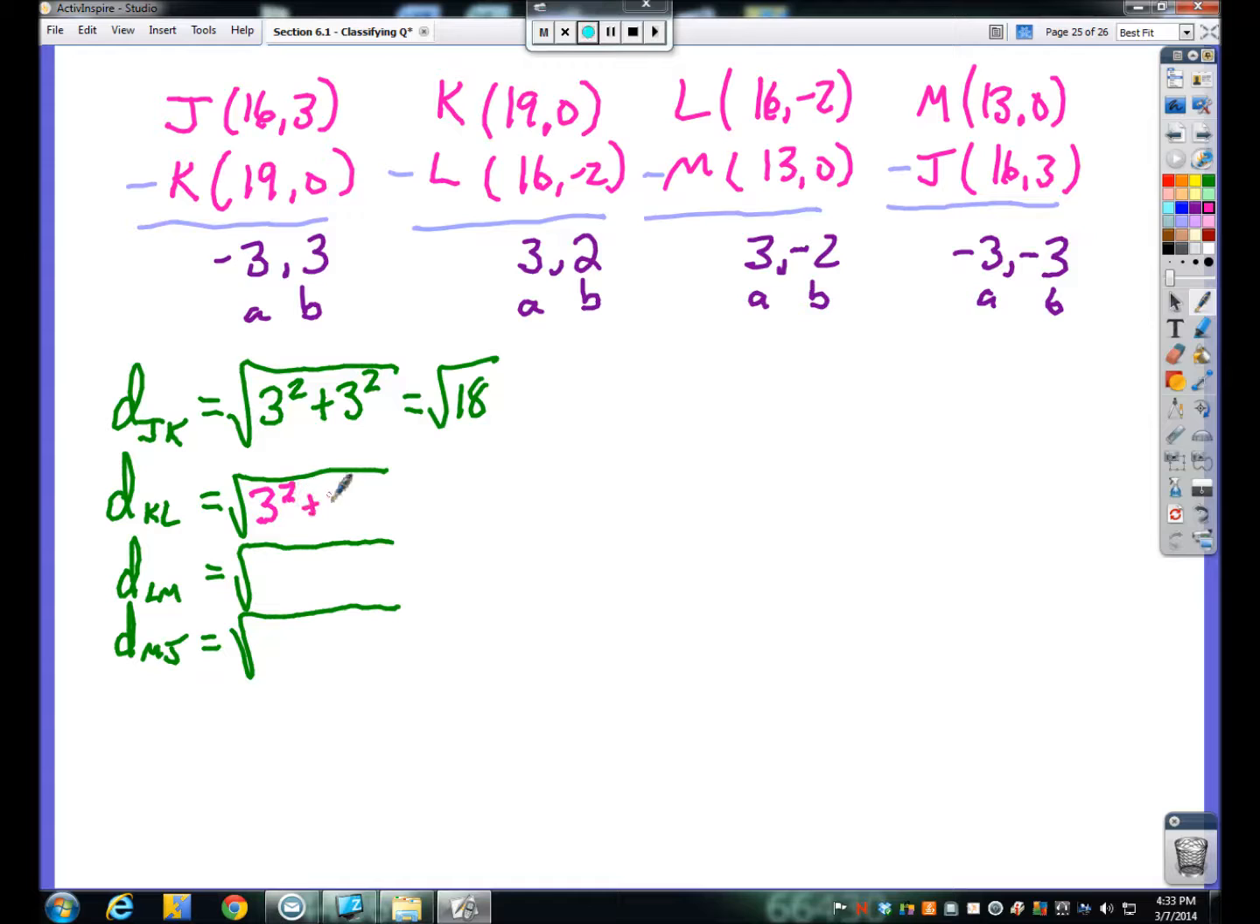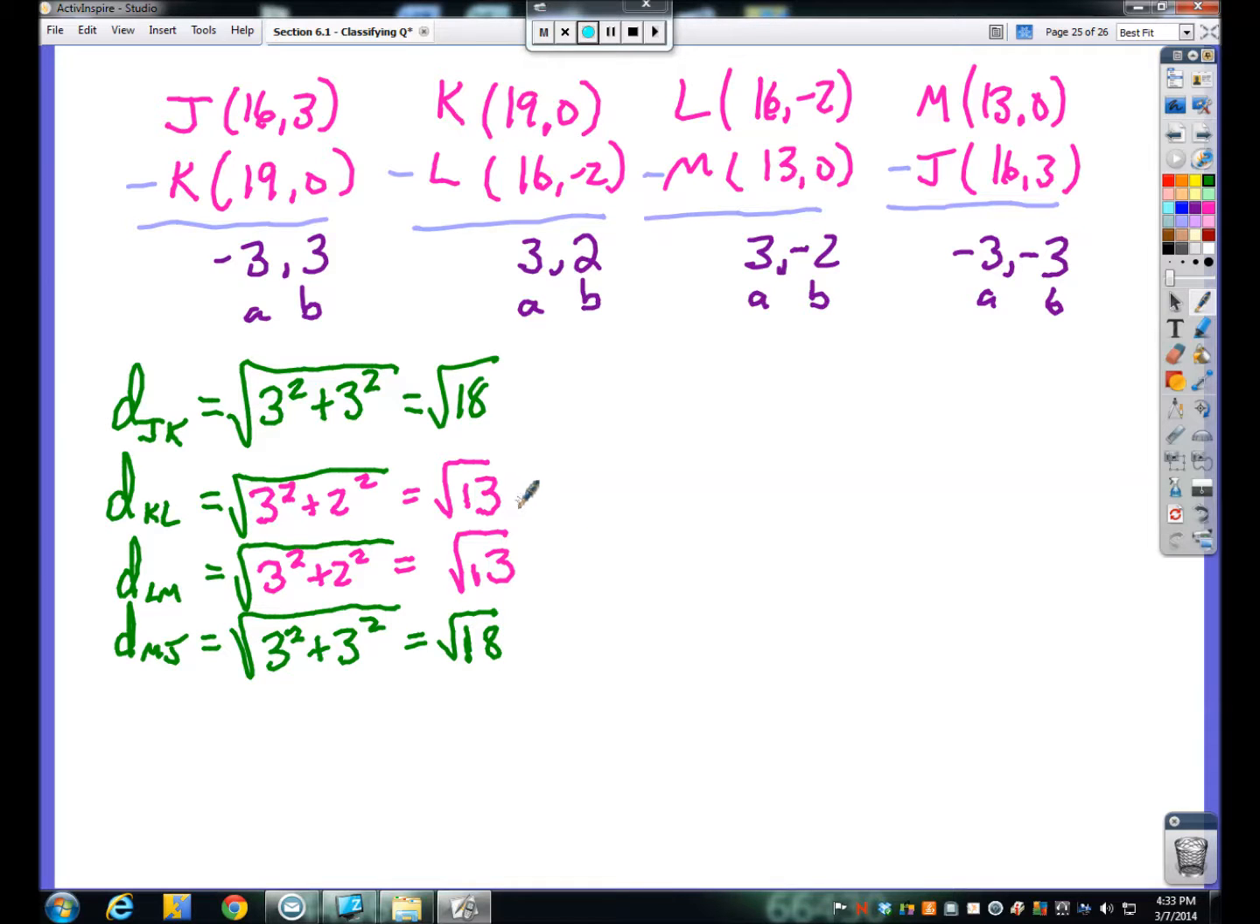Second one, we'll have 3 squared plus 2 squared. So we'll have 9 plus 4 is the square root of 13. And then we'll have 3 squared and another 2 squared. So again, we'll have the square root of 13. And last but not least, we can ignore the negatives with distances. So we have 3 squared and 3 squared, which is another square root of 18.